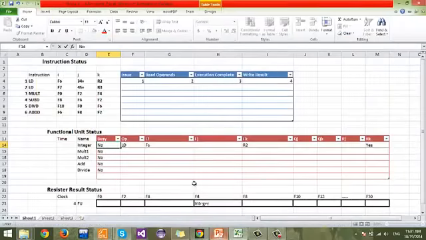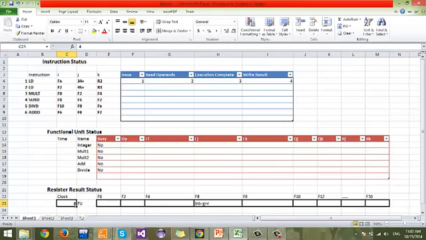And this will happen at the end of clock cycle 4. What will happen in clock cycle 5? In clock cycle 5, load 2 will be issued. Load 2 will be issued and integer unit will again become busy.